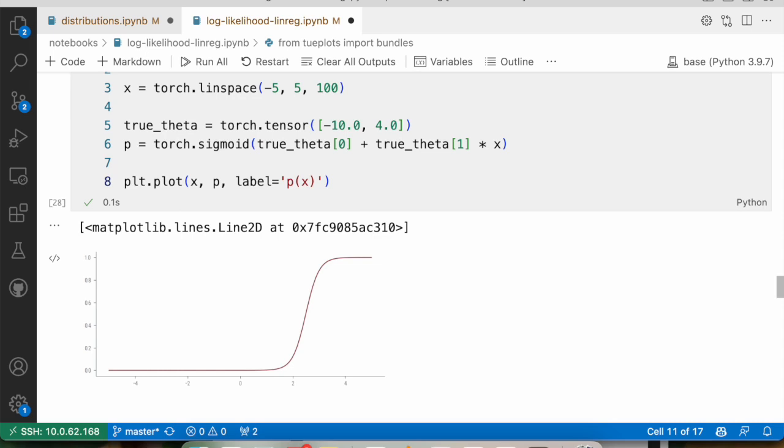This is indicating the probability of a sample being class 1, right? At this point, the probability of a sample being 1 is very high. At this point, the probability of a sample being 1 is very low. Is the probability of a sample being 1 here 1?